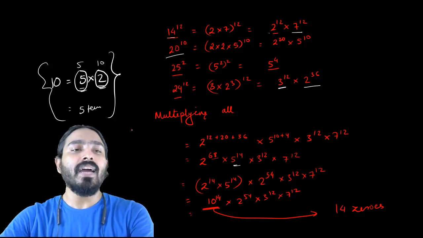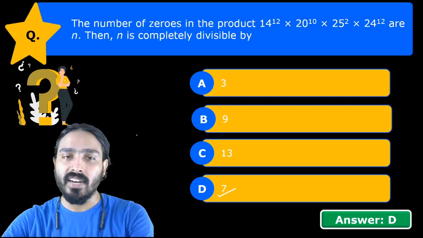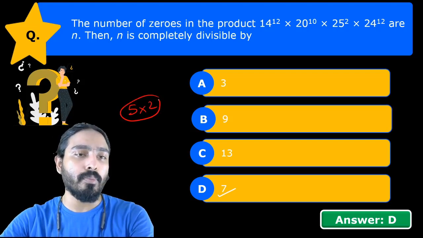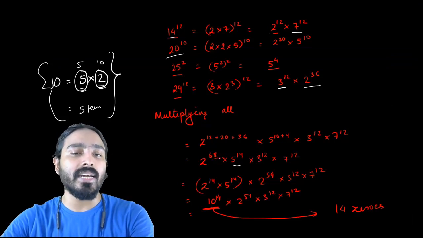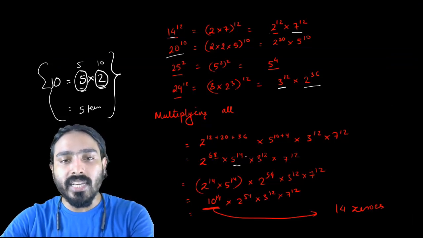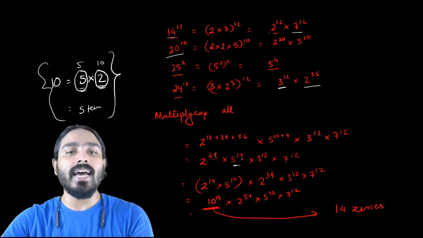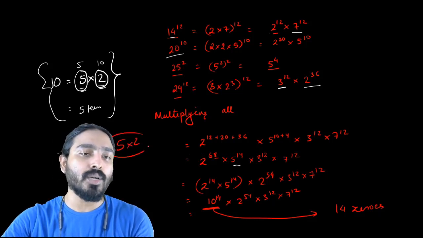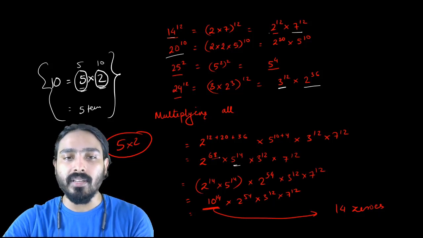Right, now we have to find the number of zeros. A zero can only be found if we have 10 in it, and 10 can only be found if we have 5 and 2 in equal proportions, right? So what is the limiting factor which will get us 10? The 5s are 14, and the 2s are more than 14, but we can only get 10 as the number of pairs of 5 and 2s. So maximum we can form 14 pairs because 2 is in abundance, right?